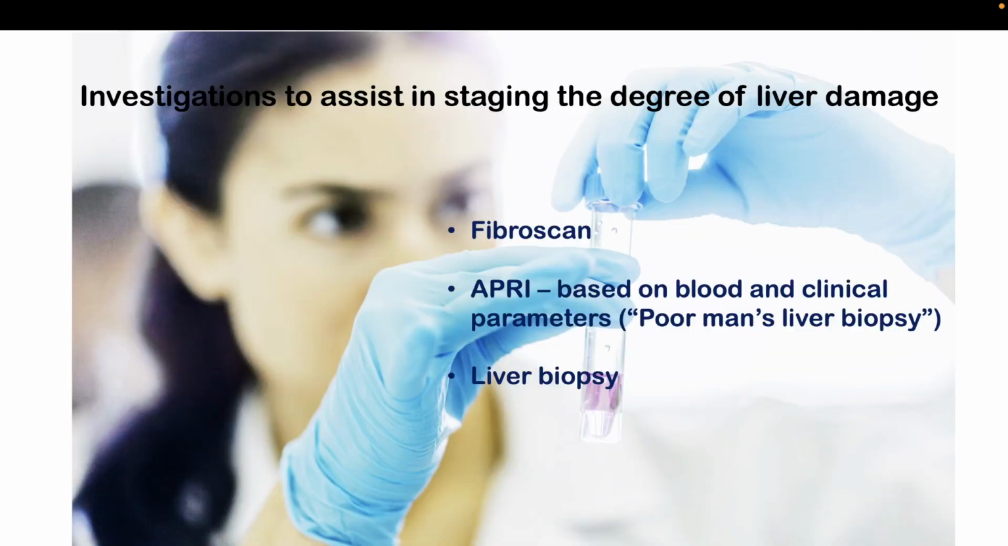The last group of investigations are those to assist in staging the degree of liver damage. Nowadays, fibroscan, which is a measure of stiffness of the liver, can be done within 15 minutes of going to clinic. In resource-limited settings, however, there is a test known as APRI, which is a combination of clinical parameters and a blood test, and which has been tagged the poor man's liver biopsy. It can give an idea of the stiffness of the liver without the need for a liver biopsy.